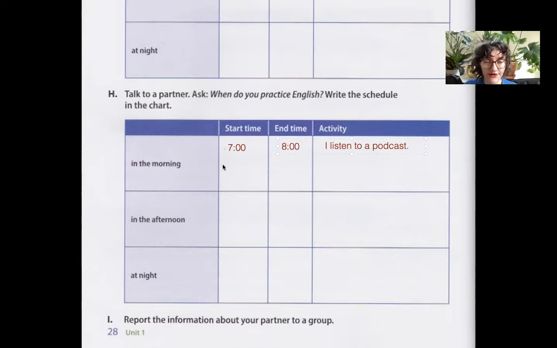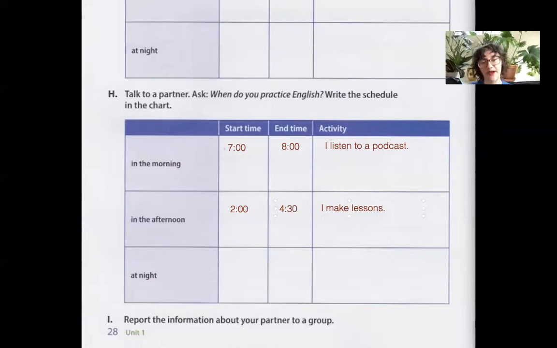Okay, next one. In the afternoon, an activity that I do is I make lessons, right? After I go and teach in-person classes, I come and make online classes and prepare classes for my students tomorrow in my in-person class. So in the afternoon, I make lessons usually from 2 to 4. So let's put 4:30 because that's usually what ends up happening. So from 2 to 4:30, I make lessons.